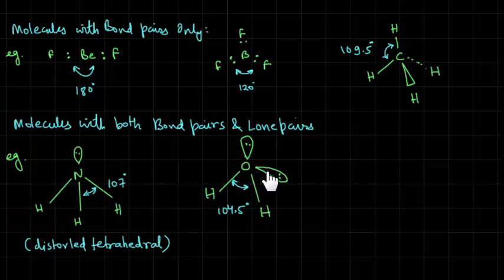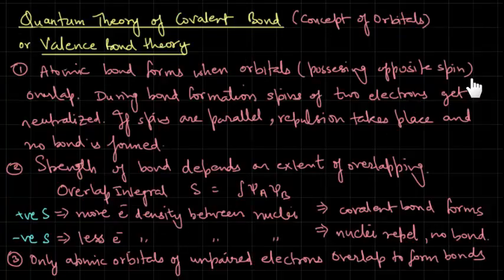The second case is the water molecule. It has 2 lone pairs, so the repulsion is even more, and this angle is further reduced to 104.5 degrees. So you can see that the angle is decreasing because bond pairs repel least and lone pairs repel most. Both of these are distorted tetrahedral geometries, while this one is a perfect tetrahedral.